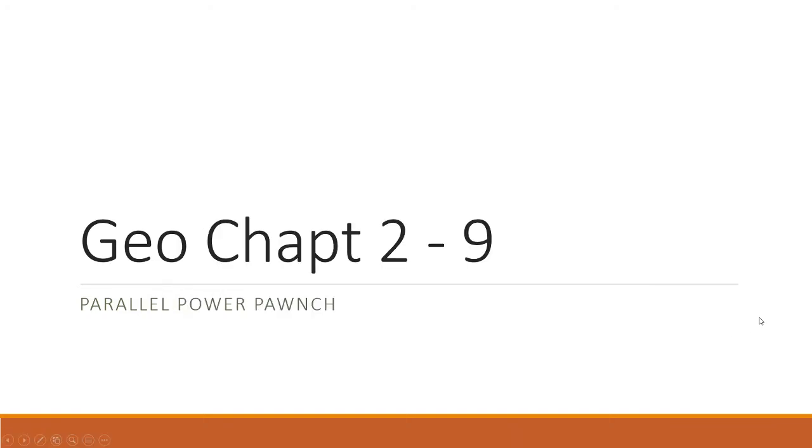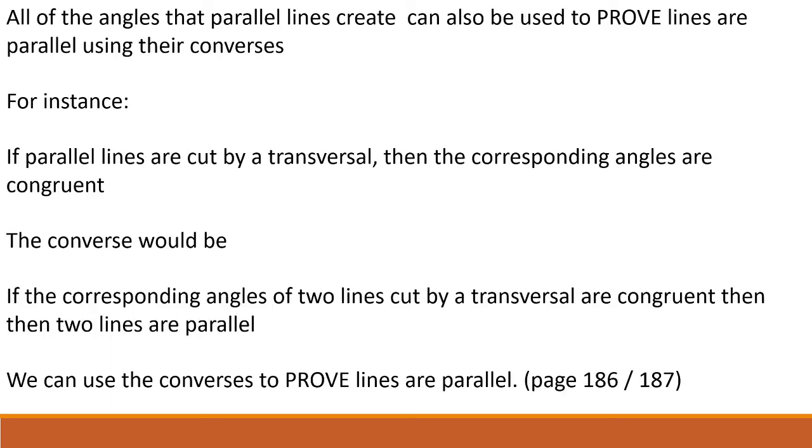So this is going to be the ninth section of the second chapter of geometry. This is going to be about using the parallel angle relations we talked about last video and using them to prove some problems. So we're going to talk about the converses in this situation.